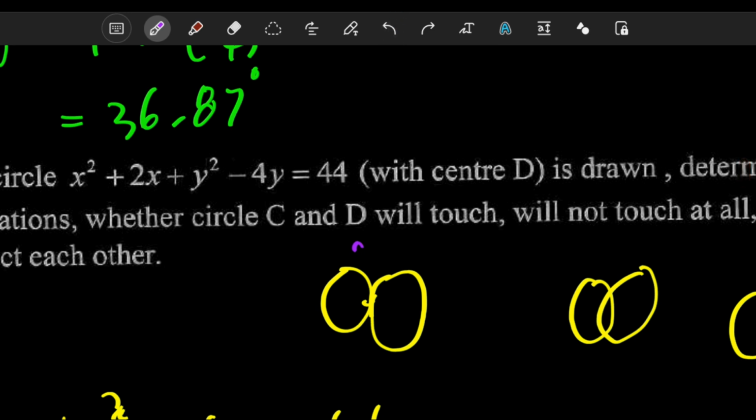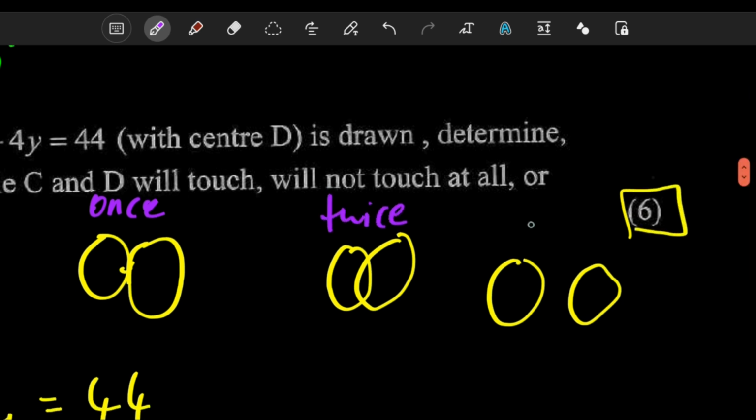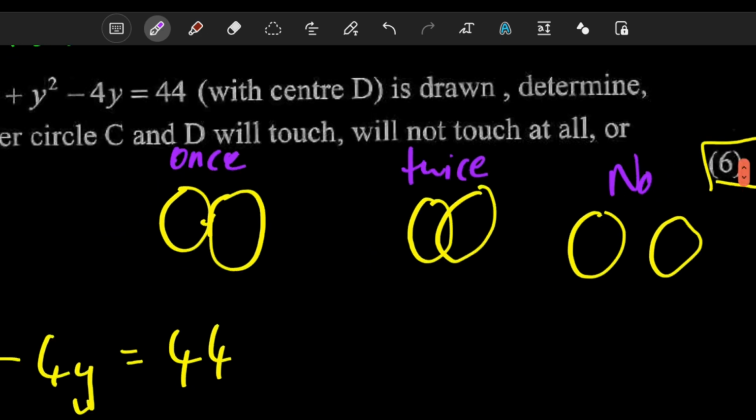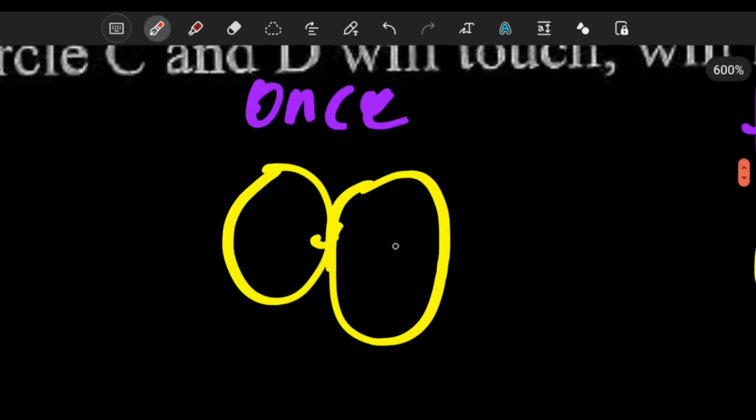Let's write once here. This is touching once. This is touching twice. And then this is not touching. No touching. Just let me not get distracted.